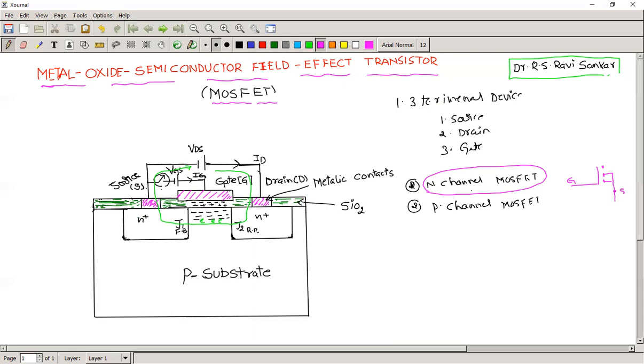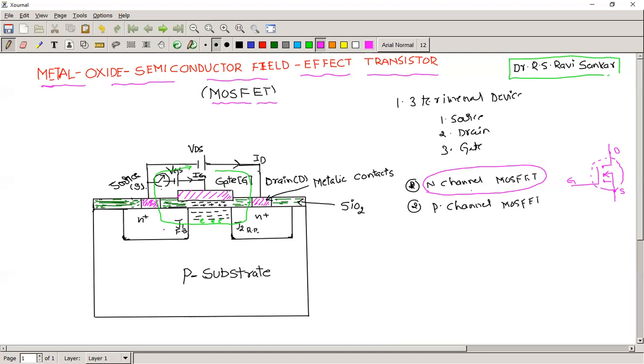This is the source. Here we take one more terminal. This is the drain. This is the symbolic representation. Here we are showing the arrow. This arrow indicates the flow of electrons into the device.